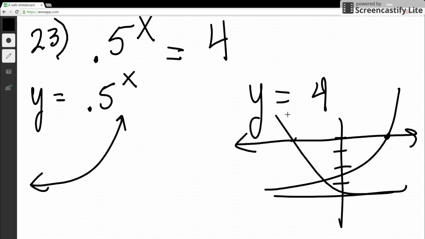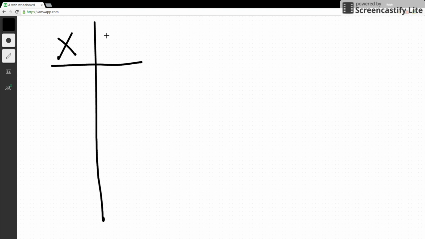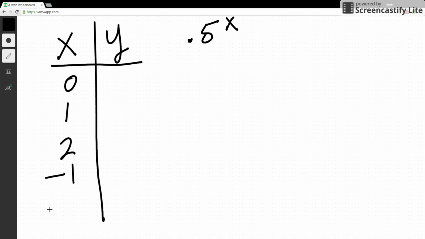So I'm going to have to make a table of points to create a shape to determine is it like that, or is it like this, or whatever the case may be. So let's do that right now. I'm going to plug in some x's and get out some y's. I can just use a calculator for this. My function is 0.5 to the x. So I'm going to plug in 0, 1, 2, -1, and -2. I'm just going to enter these into a calculator.